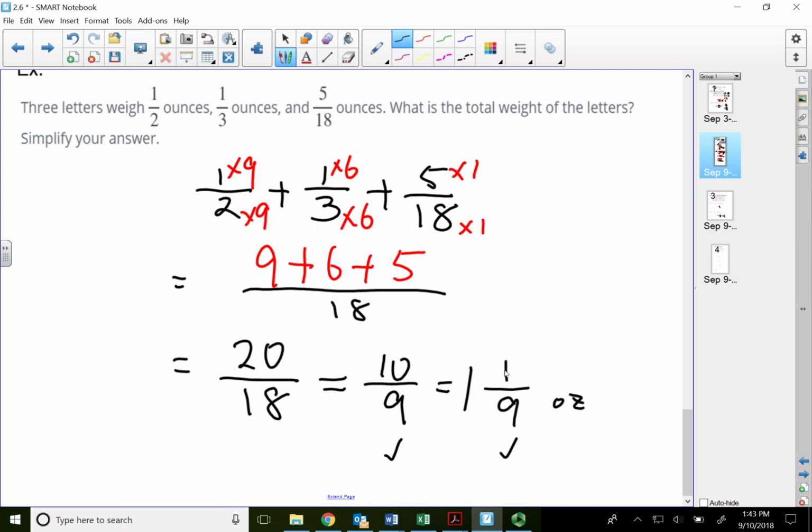All right. So in this lecture video, we quickly talk about how to add fractions with a different denominator by finding the LCD first and then finding its equivalent fractions so we can add the numerators. That will conclude this lecture video.